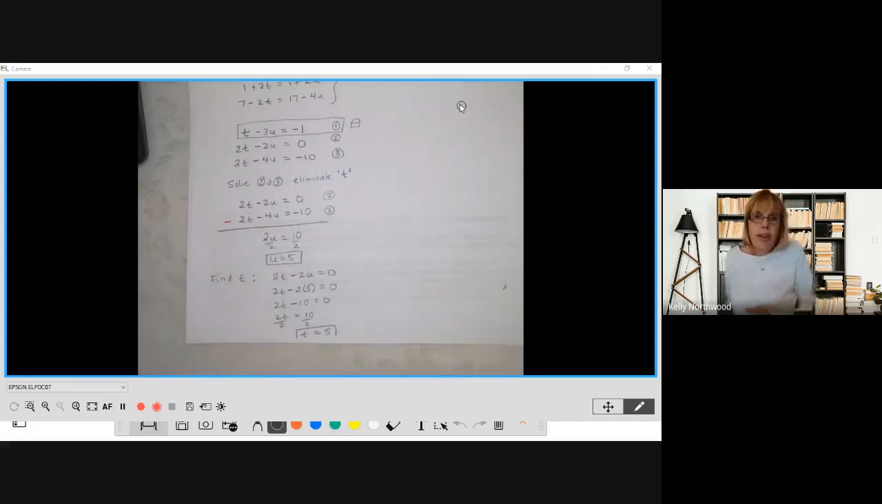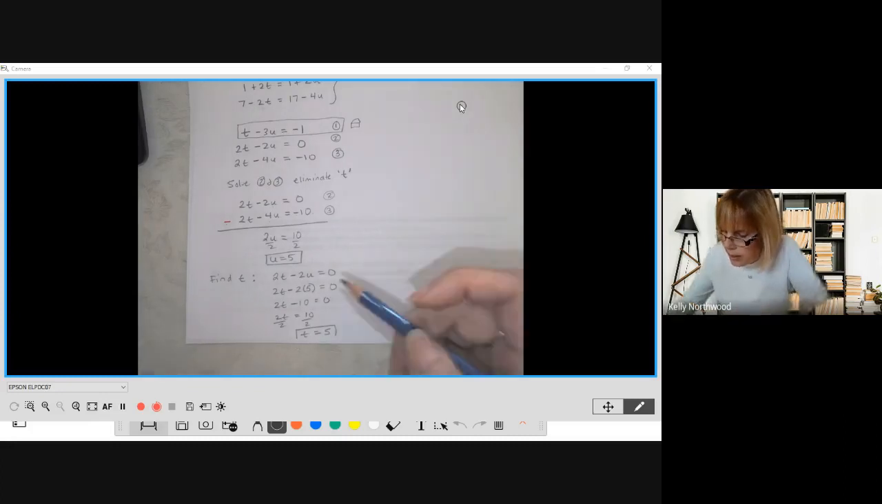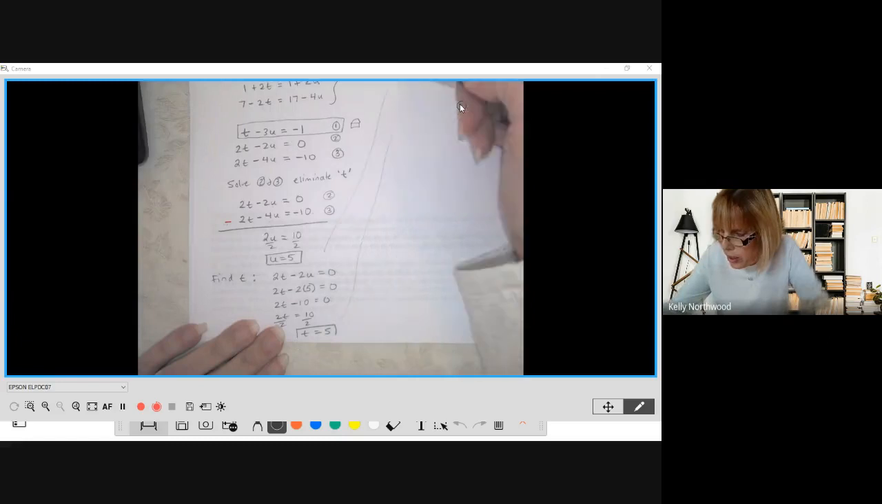So I got u is 5 and t is 5. So now we're going to check that in equation 1. We're going to check whether we have a point of intersection or whether we have skew lines. Did everyone get 5 and 5 for u and t? Yes. Okay, so here we're going to go and check.